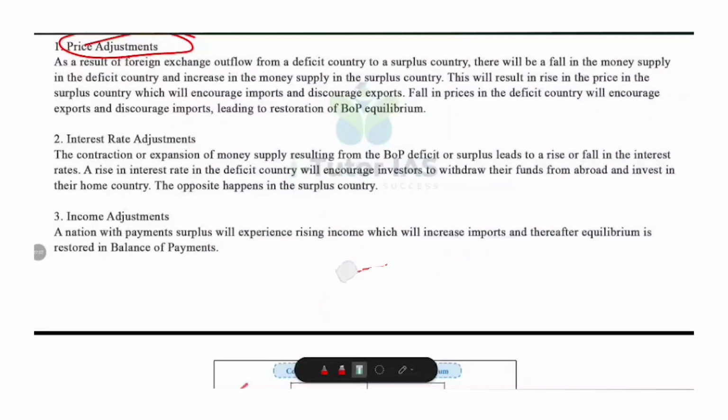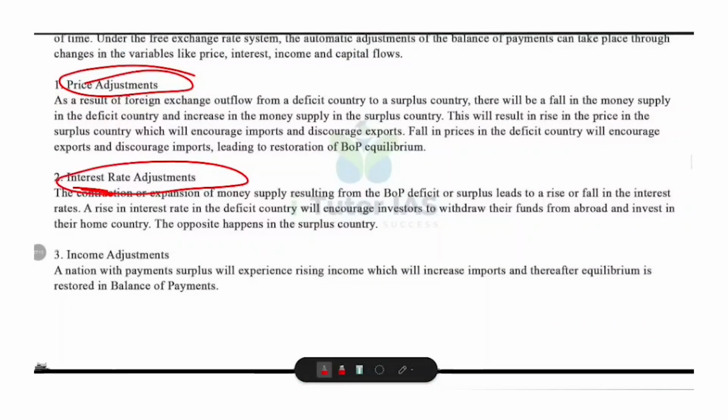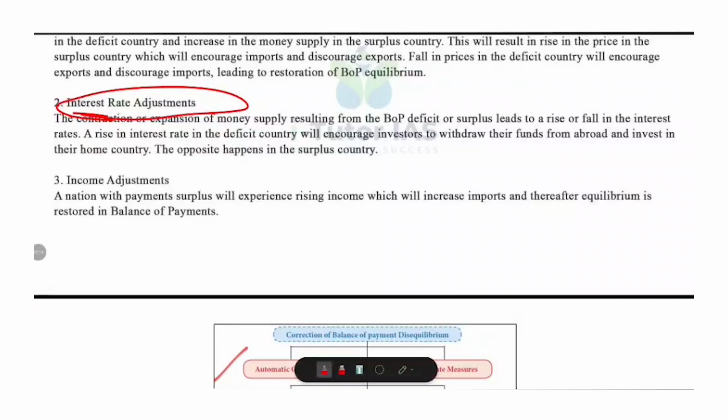And the second one is interest rate adjustment. Along with price changes, interest rate also adjusts automatically due to changes in the money supply caused by a BOP deficit or surplus. How does it work? In a deficit country, there is an outflow of foreign exchange that leads to a reduction in money supply and interest rate rise.